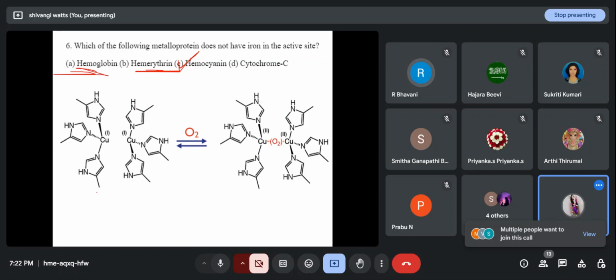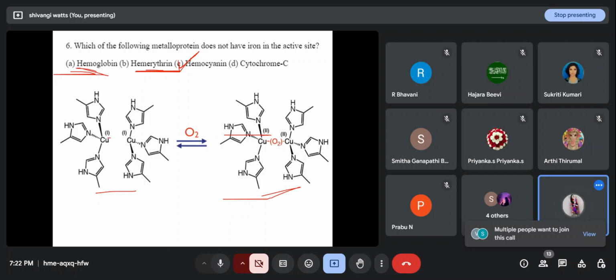So this is the deoxyhemocyanin and this is the oxyhemocyanin. In deoxyhemocyanin, copper is present in the +1 oxidation state. When oxygen comes and binds, the copper will be oxidized to the copper +2 state. Now you see the active site of this. Then the next question will be based on hemocyanin.